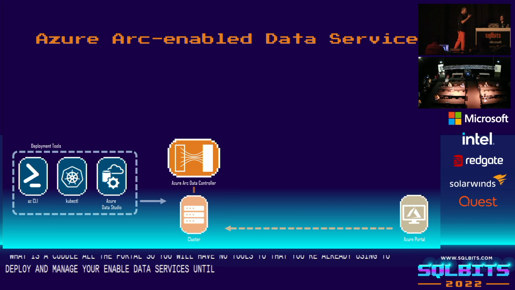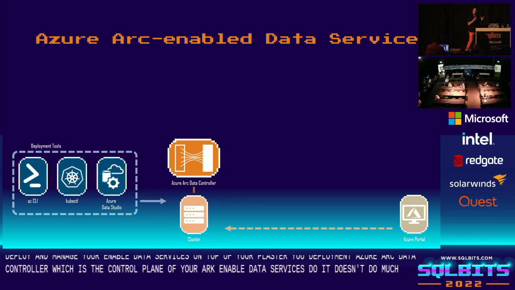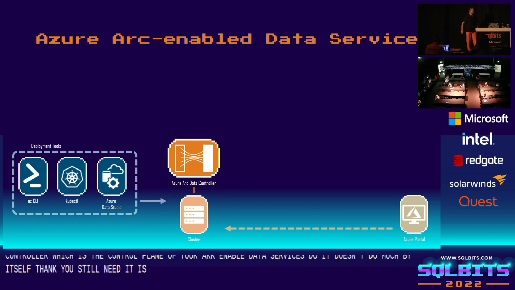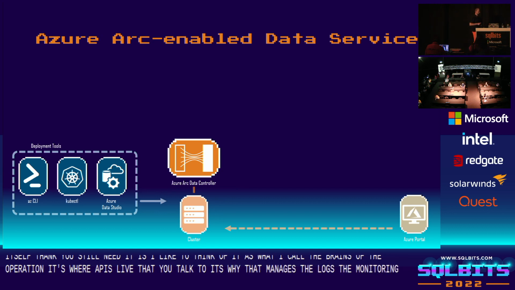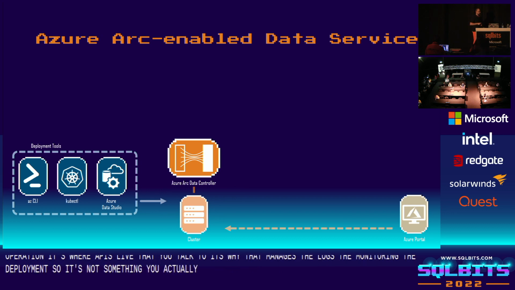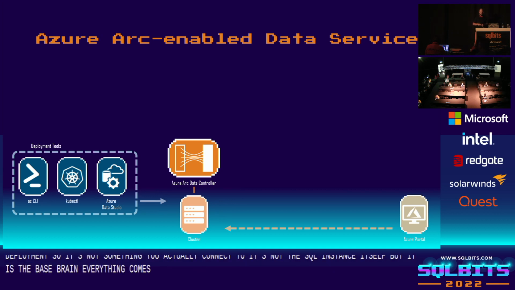On top of your Kubernetes cluster, you're deploying an Azure Arc Data Controller, which is the control plane of your Arc-enabled data services deployment. It doesn't do much by itself, and you still need it. I like to think of it as the brains of the operation. It's where APIs live that you talk to. It's what manages the logs, the monitoring, the deployment. So it's not something you actually connect to. It's not the SQL instance itself, but it is the base brain that everything communicates through.